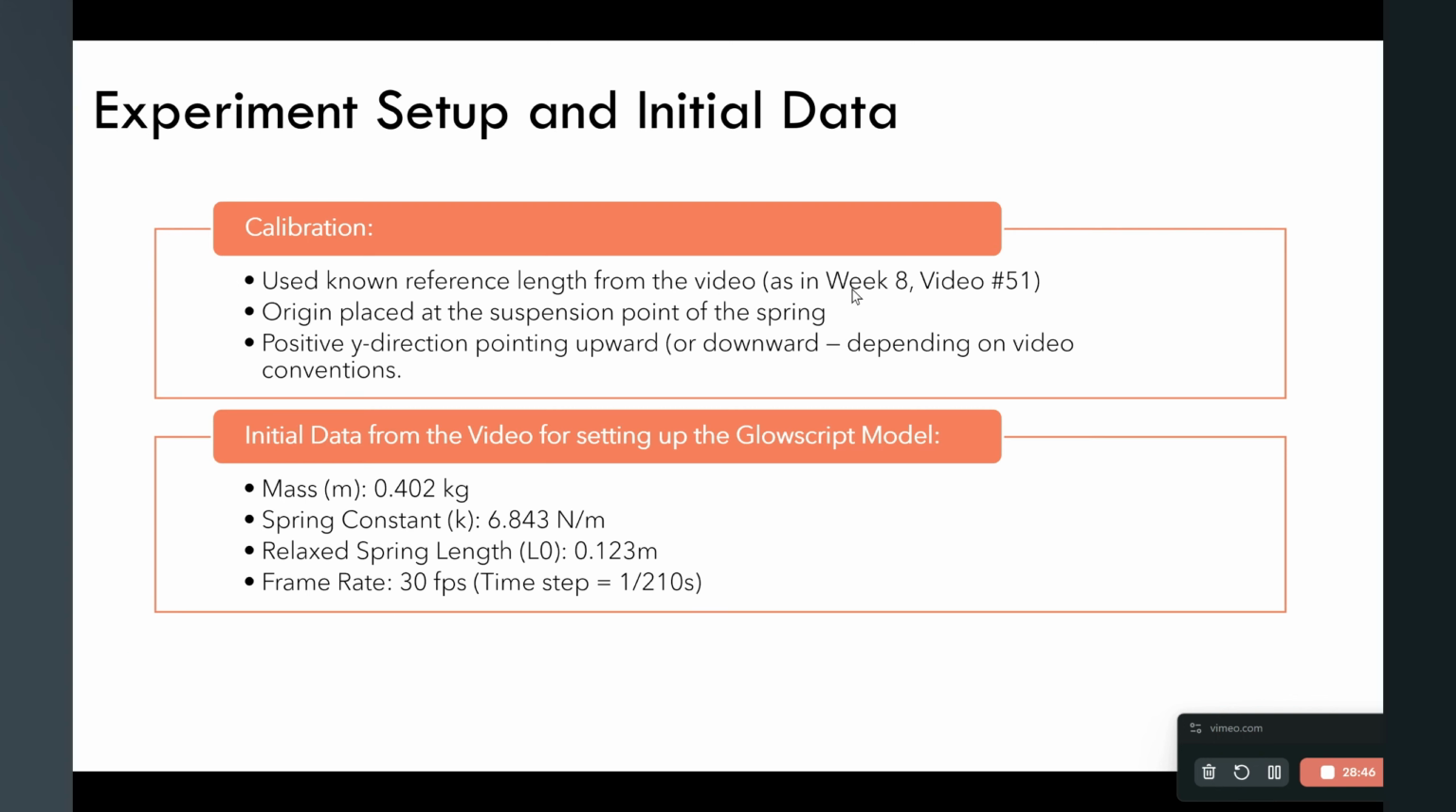Experiment setup and initial data. To calibrate, we use a known reference length from the video. The origin was placed at the suspension point of the string as described in the lab, with the positive y direction pointing upward or downward depending on video conventions.